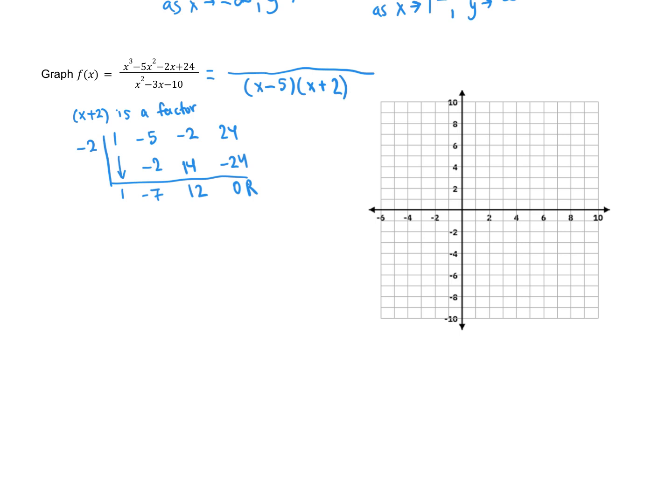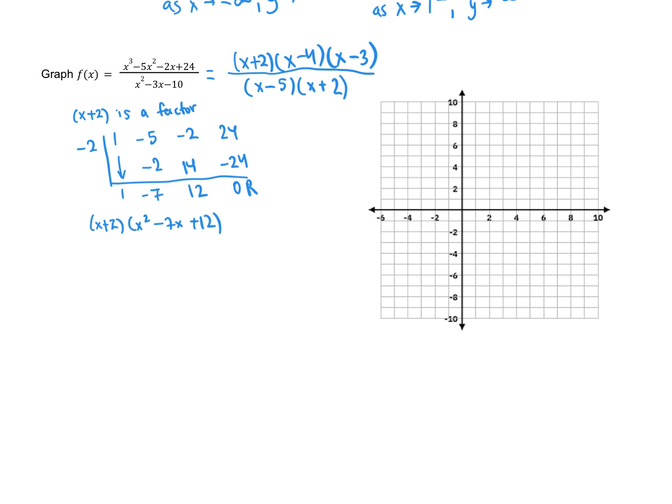So that means we have x plus 2 times x squared minus 7x plus 12. So now I'll go up into my numerator, put my x plus 2, and then factor the quadratic. So x minus 4 and x minus 3. There we are.